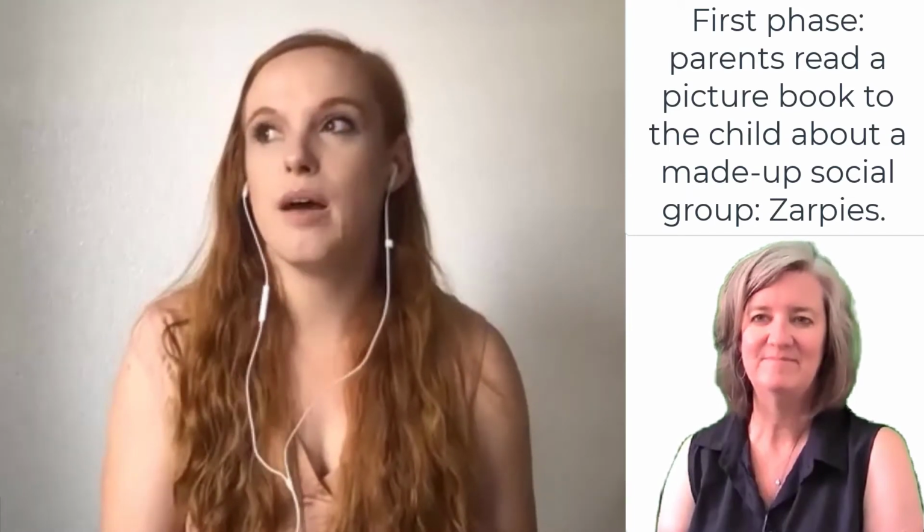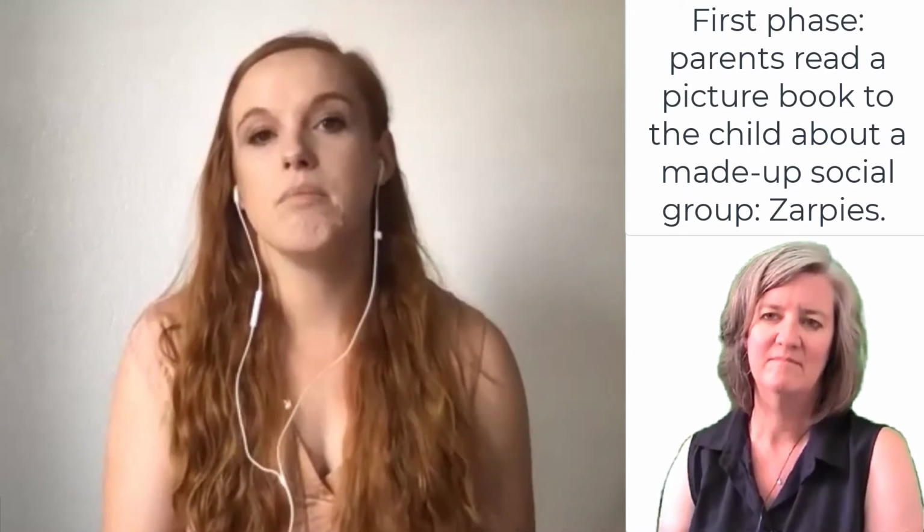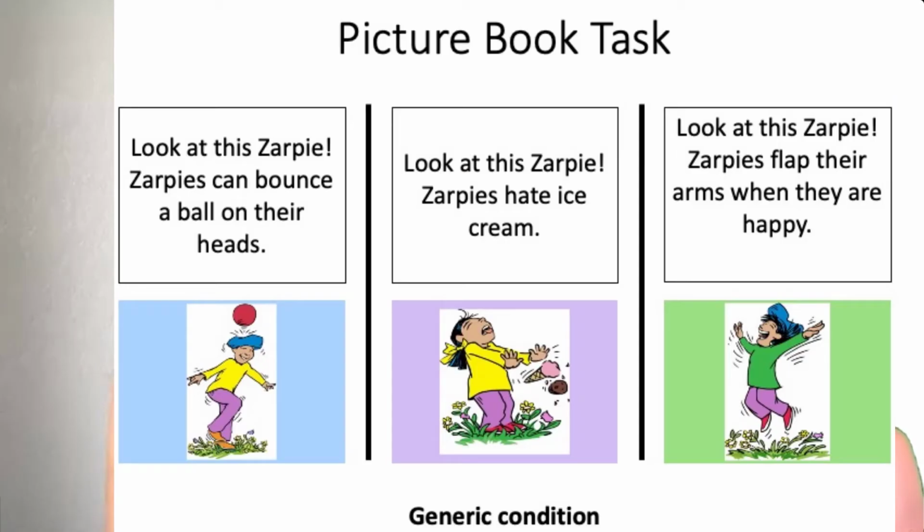And after reading that paragraph, they then went and read a picture book with their child. So the parent and the child were the only ones in the room, and we gave them a picture book. On each page of the book, there was a picture of a Zarpie displaying a certain behavior or characteristic. Accompanying that picture was a sentence that described what was going on.